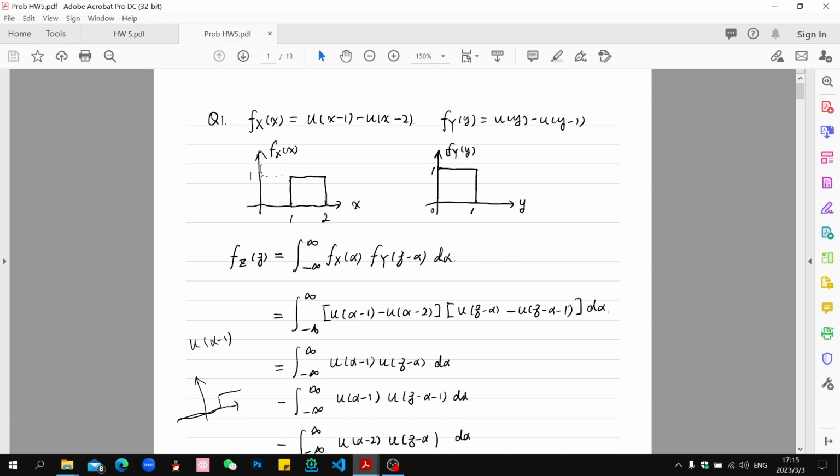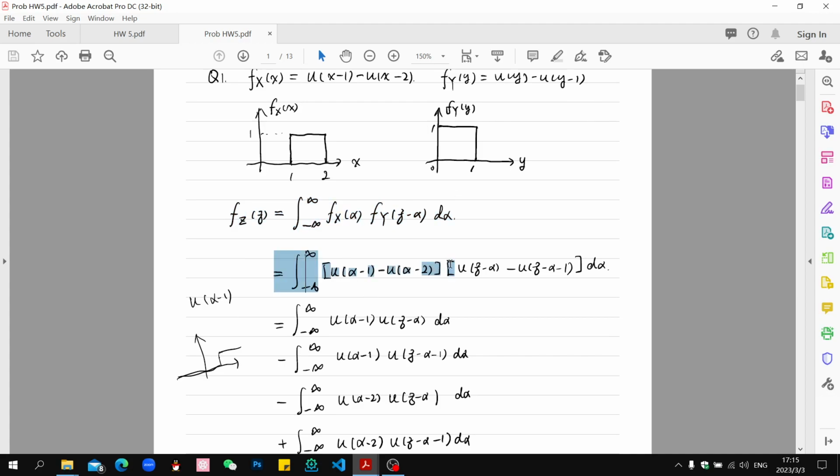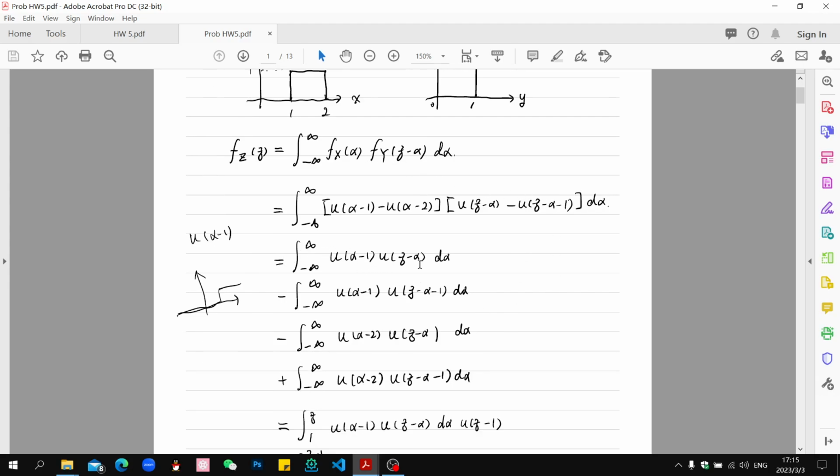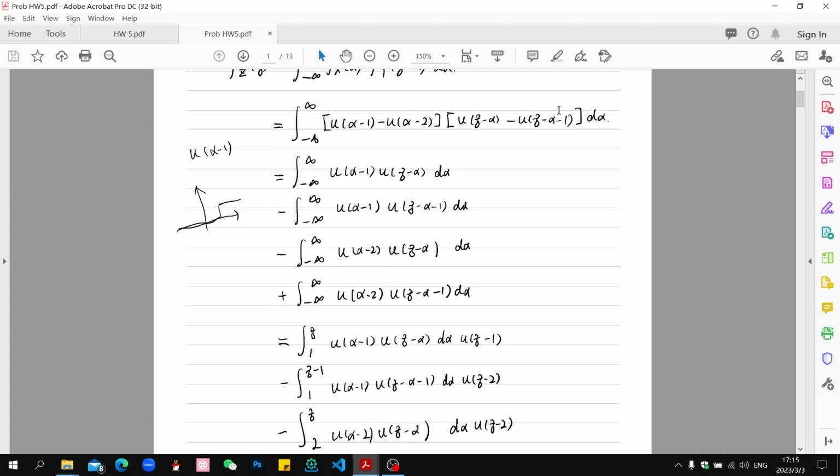So basically this is the f_X and this is the f_Y. They look like these. And f_Z can be directly calculated in this way. We put the functions inside, and then we calculate. We have to break this down into 4 parts. Part 1, these two multiplied. Part 2, this times this. Part 3, this times this. And part 4 is this part times this part.